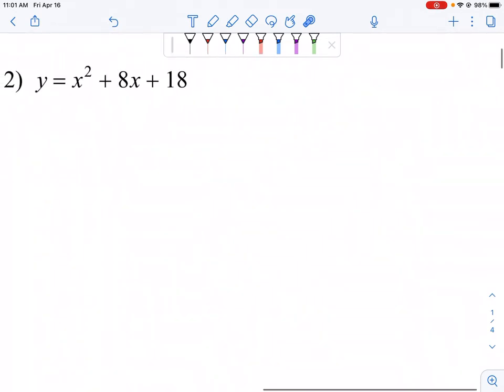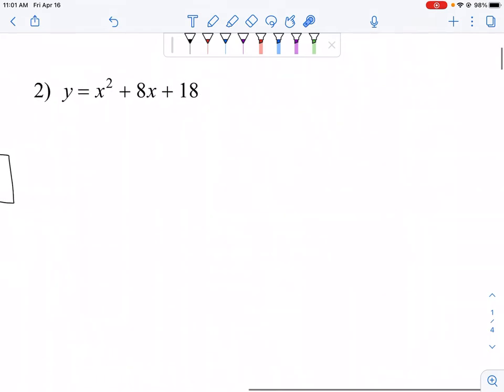We were doing this before, but we were doing it 3 times. Here we're only doing it once. So again, I'm going to find my axis of symmetry. My a is 1, my b is 8, and my c is 18. And if you noticed, we're not really using the c in this formula. We're not using the c very much at all, but I'm listing it just so that you can see it.